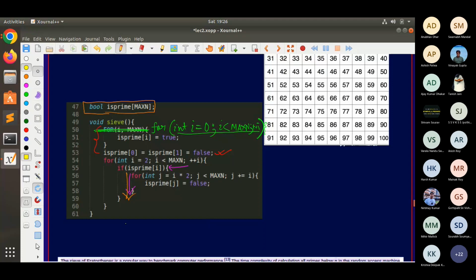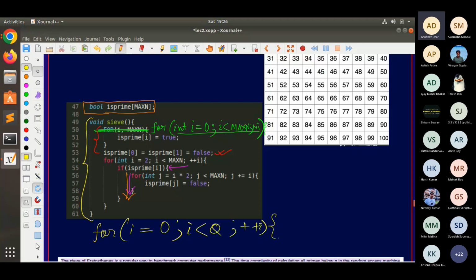Okay. So with this initialization, you can answer every query in a constant amount of time. For I equal to 0, I less than or equal to q, read p. Then check if is prime of p is true, then you print yes, otherwise you print no. That's it, right?